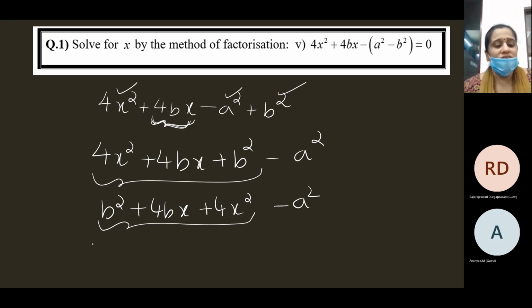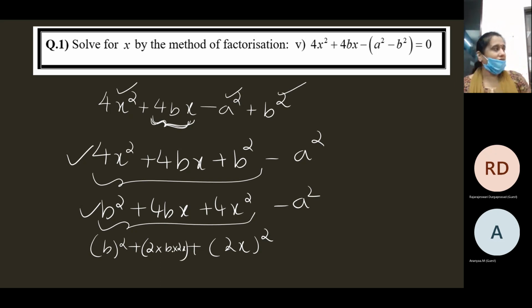Understand? So what is this like? It's b the whole square plus 2x the whole square plus 2 into b into 2x, and that is 4bx, minus a square. Now this is like a difference of two squares.